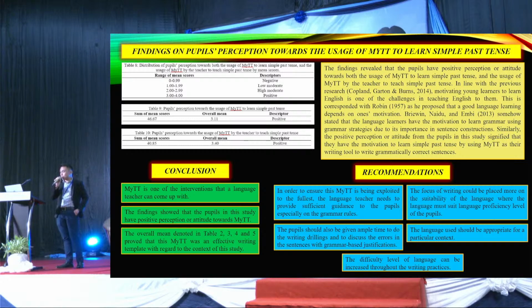So table 9, as you can see there, pupil perception toward the usage of MyTT to learn simple past tense. The sum of mean score is 46.67, and the overall mean is 3.11. It shows a positive response. Same goes to table 10, pupil perception toward the usage of MyTT by teachers to teach simple past tense also shows a positive response. So the finding of this study reveals that pupils have positive perception, they have positive attitude. I know there are some issues in their confidence level, but it's fine. We are going to teach them continuously using this MyTT.